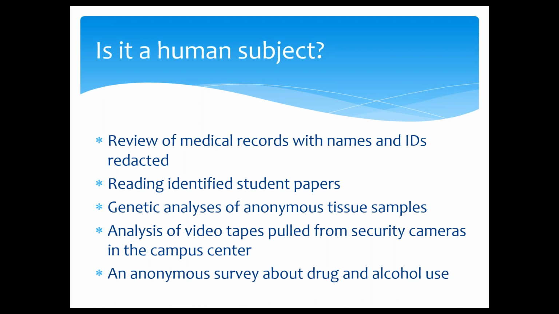Anonymous survey about drug and alcohol use. This is still a human subject. Although it's not private identifiable information, the survey is an intervention or an interaction, an interaction actually with the subject. So it's still a human subject. It may not be identifiable and it may be exempt, but we're still intervening or interacting with a human subject.